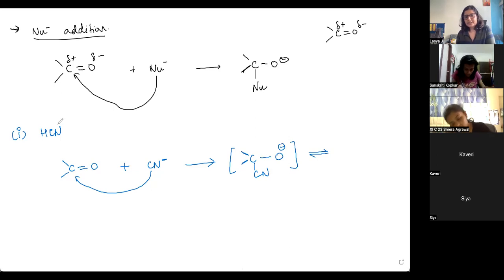HCN ionizes into H plus and CN minus, right? The H plus goes and bonds with the oxygen. So your final compound looks like this: a product where you have an alcohol group and a nitrile group, CN and OH. This class of compounds are called cyanohydrins.